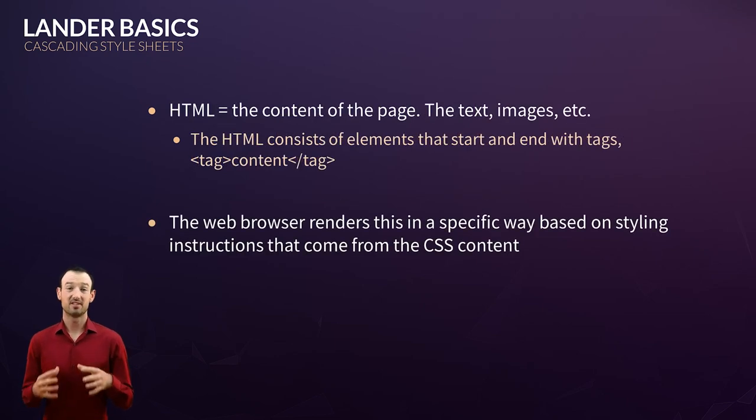So if you were to look at the source code of a web page, what you'd essentially see is a lot of HTML, and you'd have a lot of elements. So you'd have text and elements and text and images and H1 and H3 and divs and so on. And the HTML essentially consists of elements that start and end with tags. For example, a tag inside greater than and less than signs, and then an end tag with a /. Now, the web browser renders all of these elements in a specific way based on instructions for styling that is in the CSS, or the cascading style sheets.